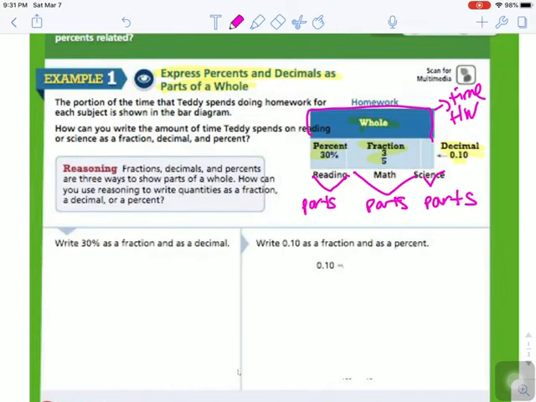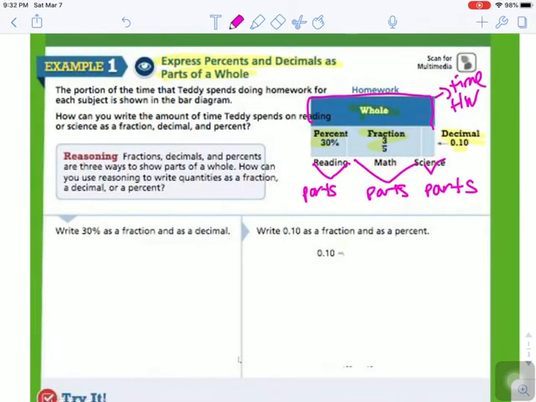So now it's asking us how can you write the amount of time Teddy spends on reading or science as a fraction, decimal, and percent. So first it says write 30% as a fraction and as a decimal. So first let's break this down on how we'd write this as a fraction. So whenever we're talking about fractions, we always have our part to our whole.